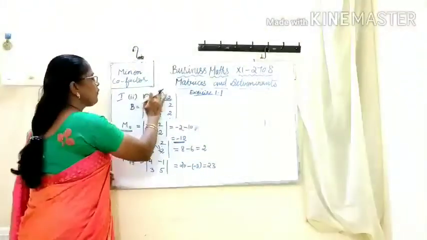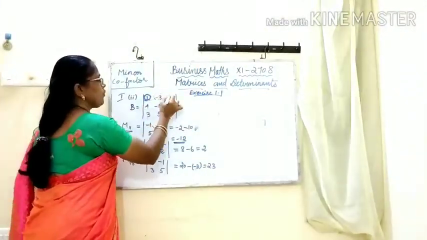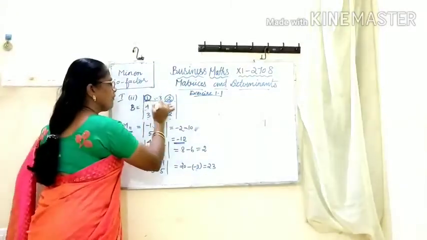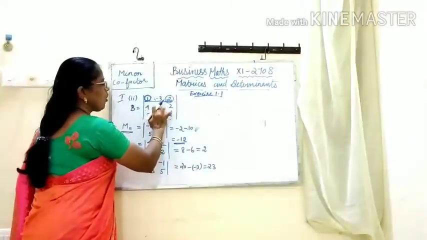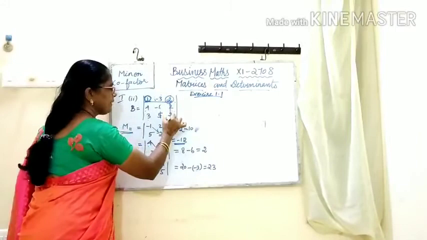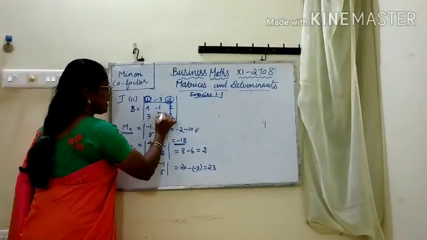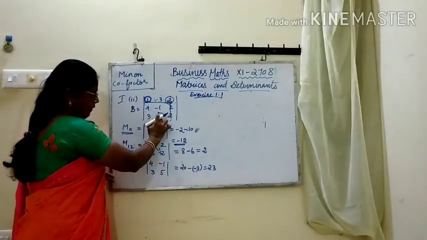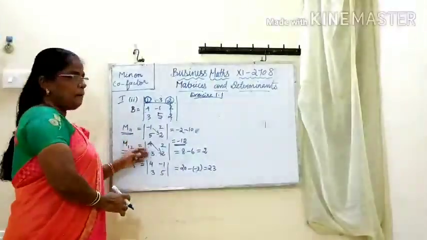If you want to find the minor of the third element, that is 2, it lies in the first row but the third column. So eliminate the first row and third column. You get 4 minus 1 3 5. Likewise, you find the minor.